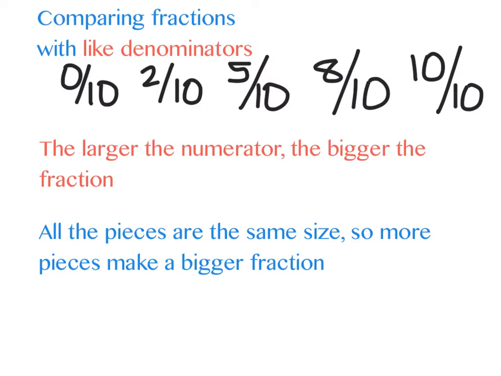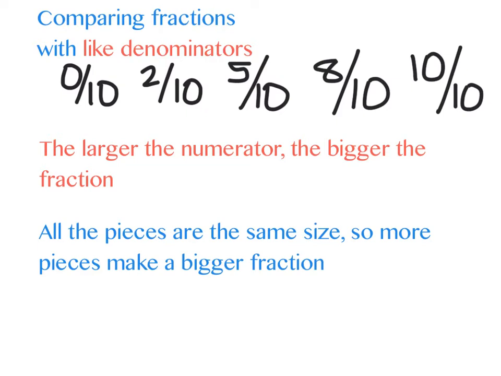Now, sometimes we're going to have denominators that are the same and our numerators are different, as in this case. As you can see, 10 is my denominator for all of those fractions, and my numerator is different. So the larger the numerator, the bigger the fraction. All the pieces are the same size, so more pieces make a bigger fraction.